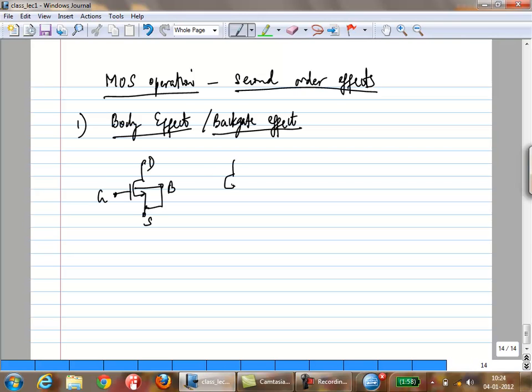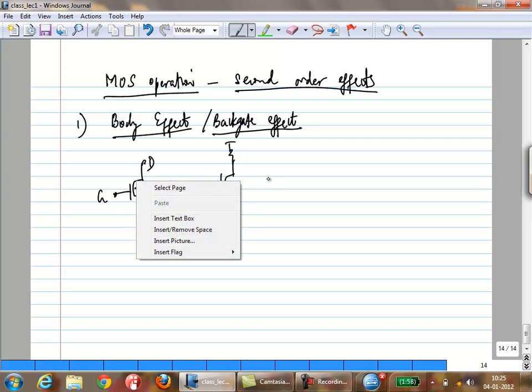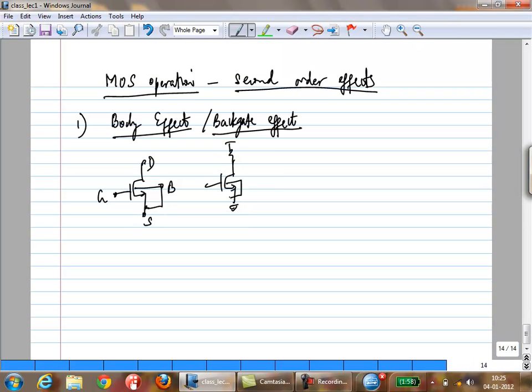Normally you're used to designing, let's say, a common source amplifier. This is taken for granted: your bulk is connected to ground, source is also connected to ground. But in most cases your source voltage may not be ground. There are only a few cases where your source voltage is explicitly connected to ground. So what happens if your source voltage is not at ground? What that means is it's usually at a higher potential.